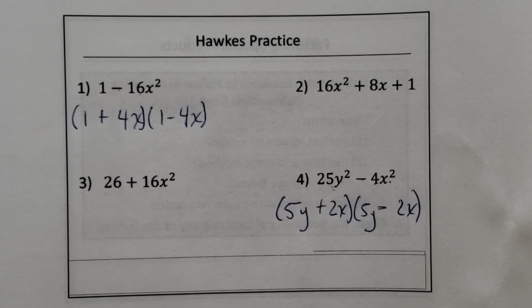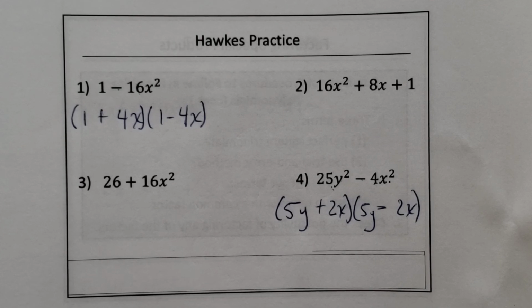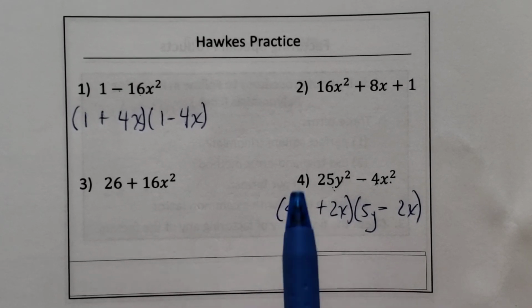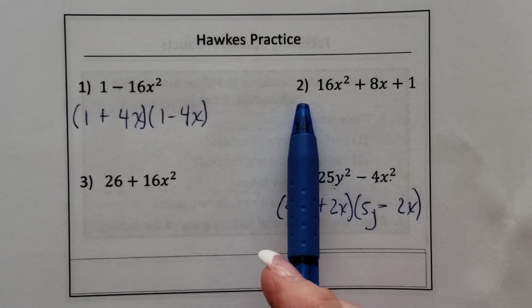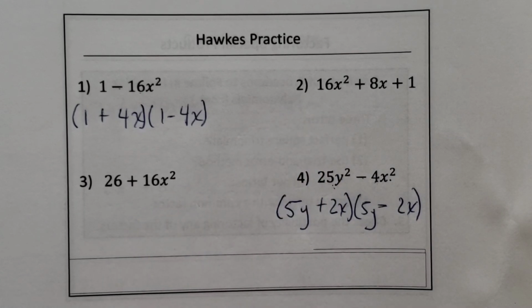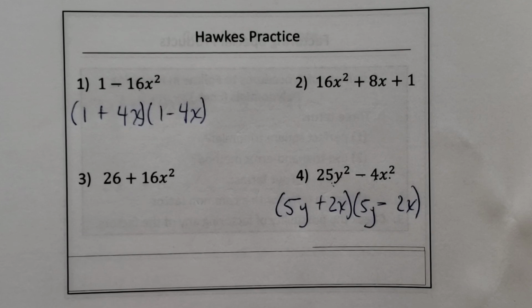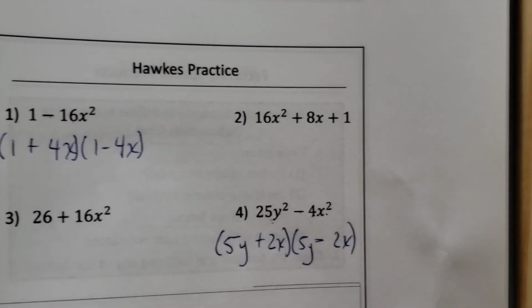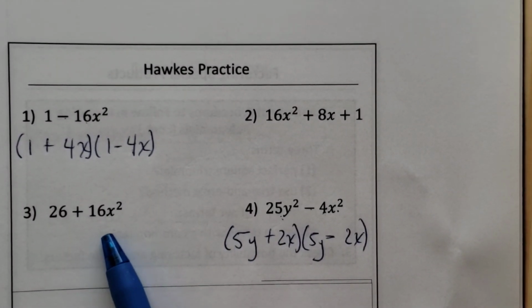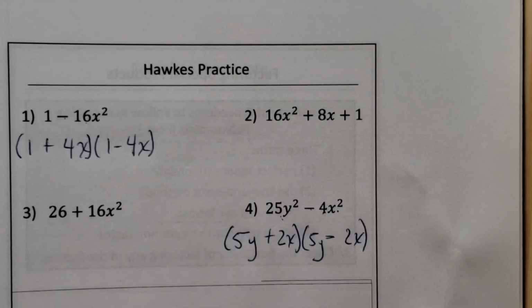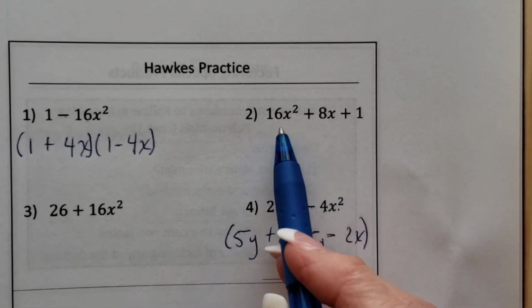So anyway, we were talking about the difference of two squares, and now look at number 2 and 3. These aren't the difference of two squares, but one of these is, you are able to factor one of them and the other one you're not. So let's look at this first one.